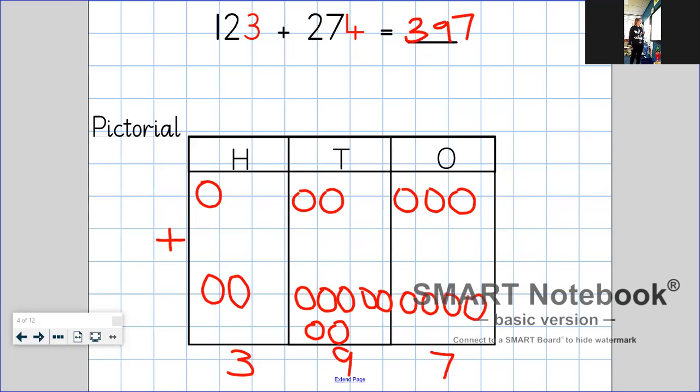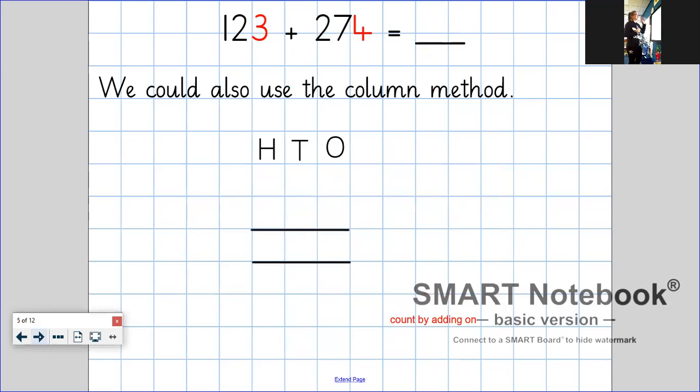Let's have a look now on doing it column. You need hundreds, you need tens, you need ones. Let's put our numbers in the right column. 123 add 274. Always start with your ones, superstar. Okay, we have got 7. 2 tens add 7 tens is 9 tens. 100 and 200 is 300. Gives me my answer.